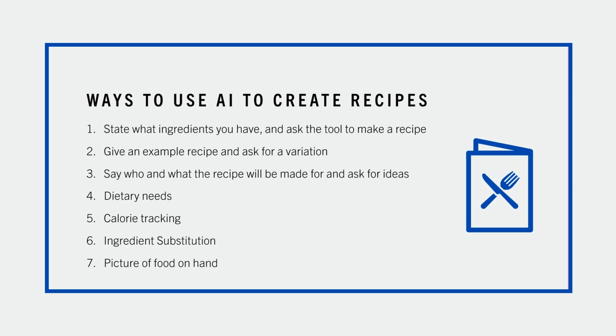Fourth up, we have dietary needs. So, for example, if you have a recipe and maybe you're gluten-free or your friend's gluten-free, it's a good way to make a recipe gluten-free so that they can also eat it. Fifth, we have calorie tracking. So if you're on a diet or just trying to be healthier, you can tell the AI tool, hey, I only want each serving to be 400 calories and I want to have spaghetti. And then it can give you an example recipe and tell you how many calories are in each portion of that recipe. Six, we have ingredient substitution.